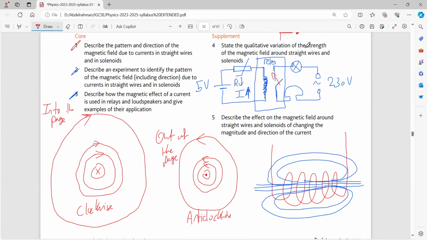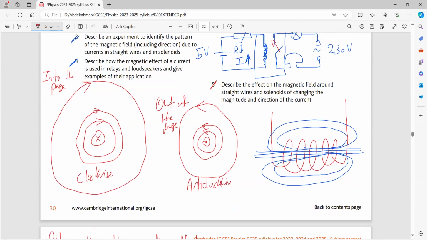State qualitative variation of the strength of the magnetic field around the straight wires and the solenoids. Again, they increase with the current. Once the current increases, the magnetic field does increase around a wire or around a solenoid. Describe the effect on the magnetic field around the straight wire and solenoid of changing the magnitude and the direction of the current. If you change the direction of the current, then definitely the direction will be opposite. For example, if you change the direction of the straight wire, instead of being into the page, it becomes out of the page, then instead of the loops being clockwise, they will be anti-clockwise. That's it.